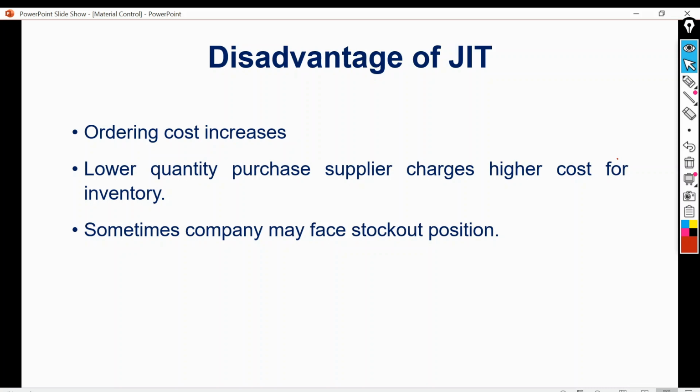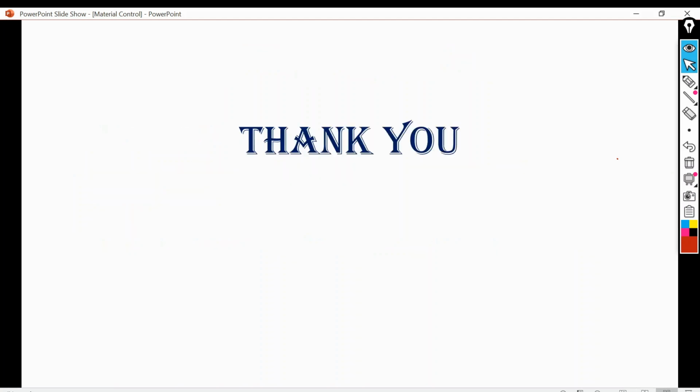No doubt just in time is a very unique approach for production and a technique of inventory control. There is no storage and carrying cost and problem, but the disadvantage of just in time is that sometimes the company may face a stock out position.